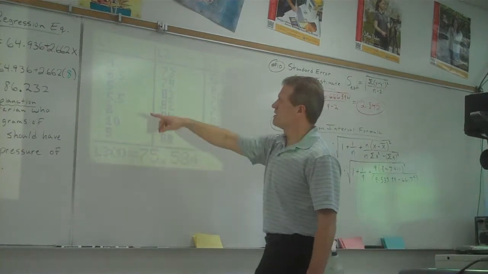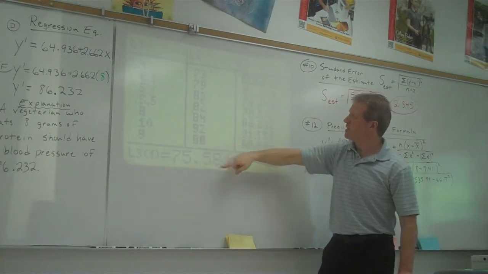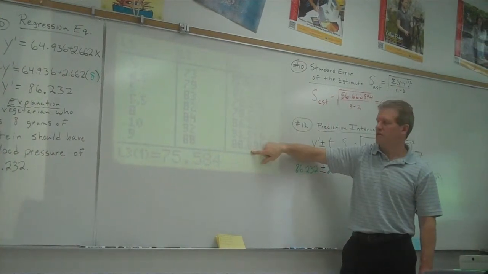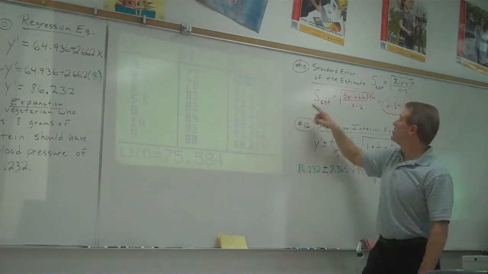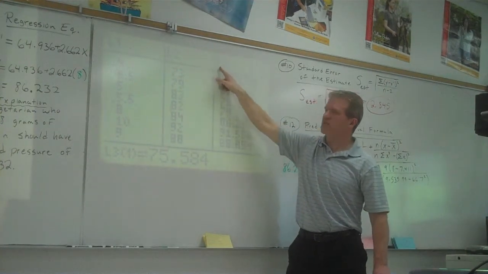So these are my grams of protein. These are my actual blood pressures. These are the predicted blood pressures predicted by the equation. Now I want to subtract those two values. So I'm going to subtract list 2 minus list 3, put it in list 4.